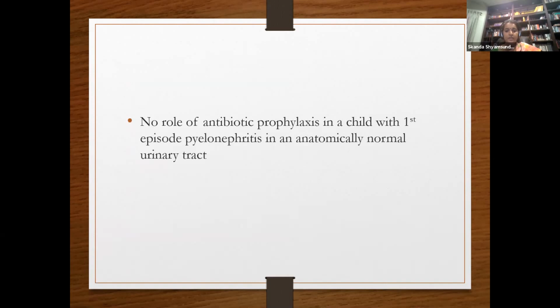There is no role of antibiotic prophylaxis in a child with first episode of pyelonephritis when the child is having an anatomically normal urinary tract. Suppose you have a 1-year-old child who's having a first episode of culture positive UTI. You've done your urine culture, ultrasound, DMSA, MCU, everything. Urinary tract is normal. There's no renal scarring, no VUR. So there is absolutely no reason to put the child on uroprophylaxis.